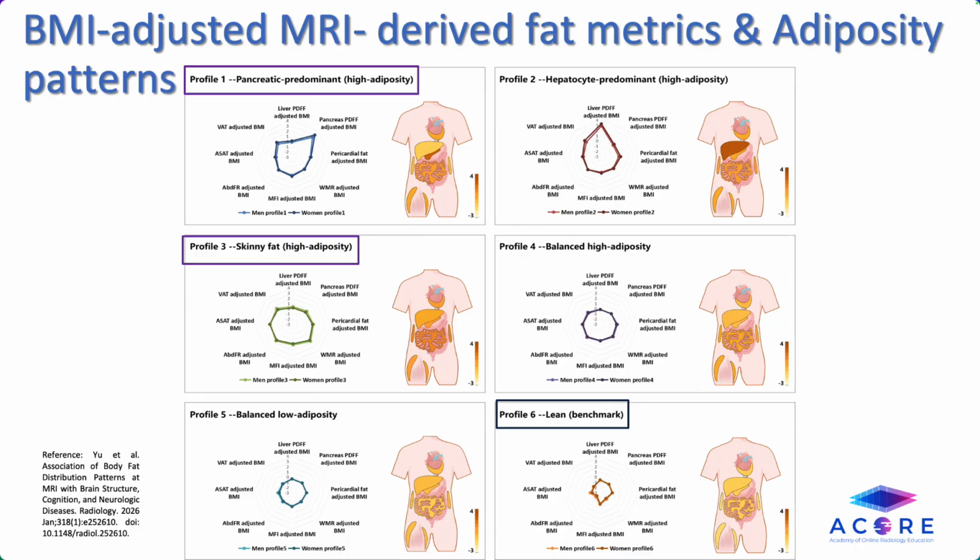Profile 3 was the skinny fat group. In fact, these individuals had elevated visceral adiposity and a higher fat-to-muscle ratio, yet a normal BMI. Profile 4 was balanced, but with high adiposity across depots, and Profile 5 was balanced with lower adiposity. Finally, Profile 6 served as a reference group. These individuals had low fat in all depots and were lean overall. I have highlighted profiles 1 and 3 because they illustrate 2 distinct fat distribution phenotypes that show particularly notable associations with the study outcomes, which we will discuss later.